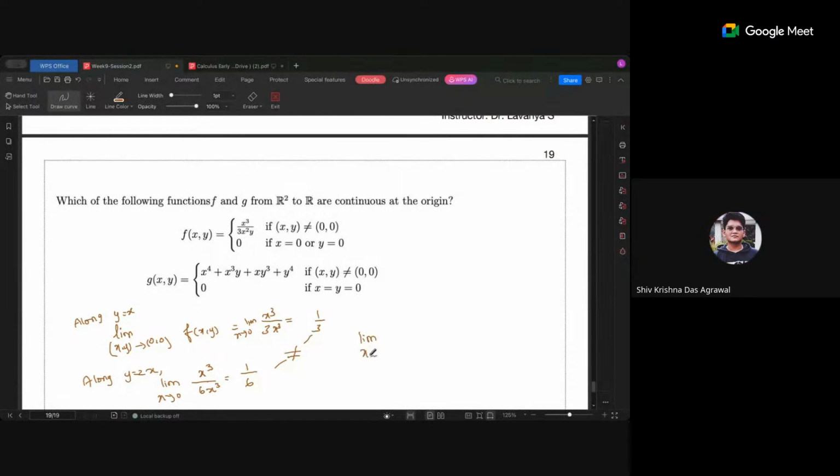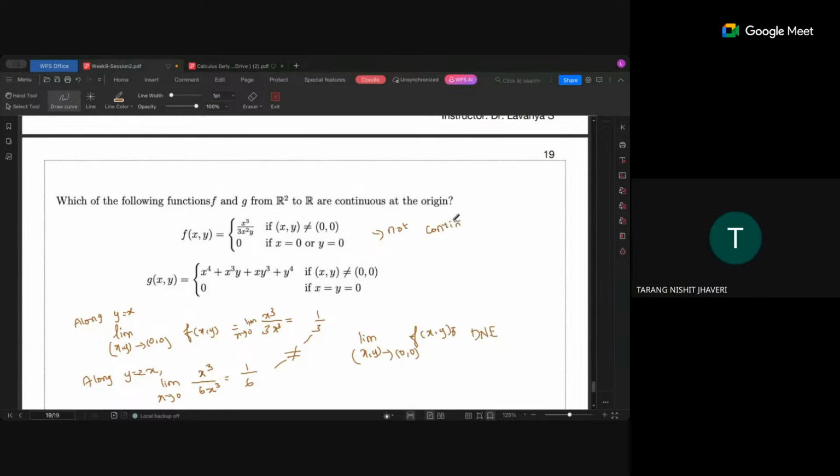We can also show it doesn't equal 0, that 1 by 3. Then also it is not continuous. Anyway, see the simplest way that you are doing. You can choose any curves. These two I felt easier, so I am doing it. You can choose any curves and prove it. So this does not exist. So you see, this is not continuous at origin.